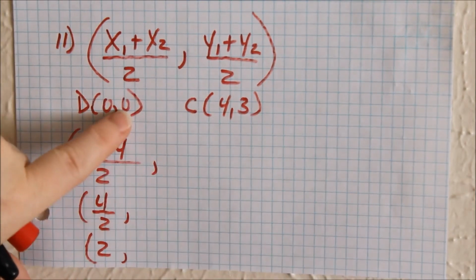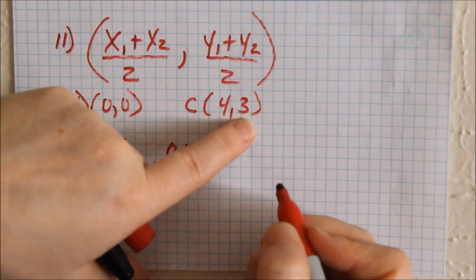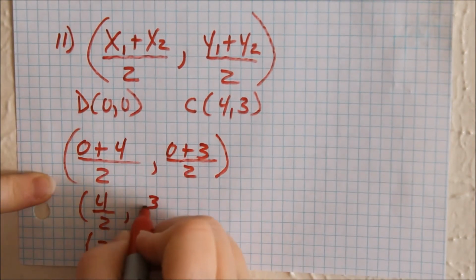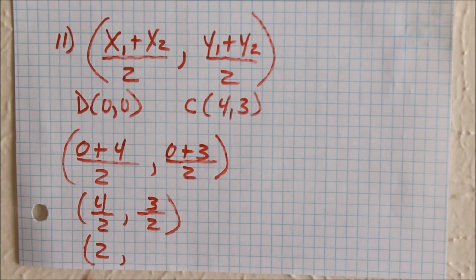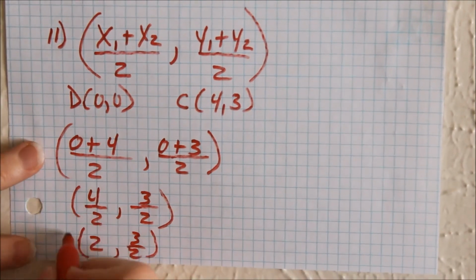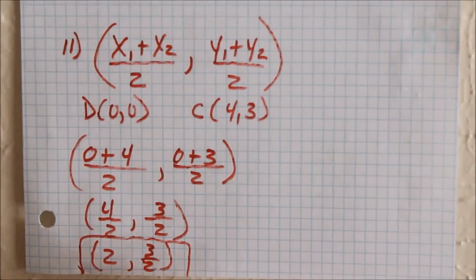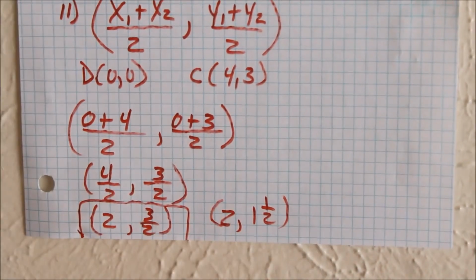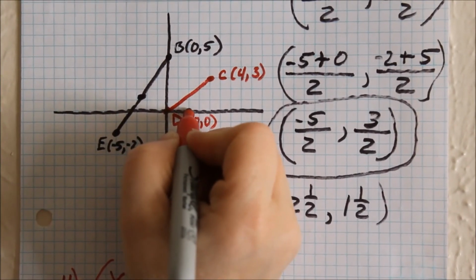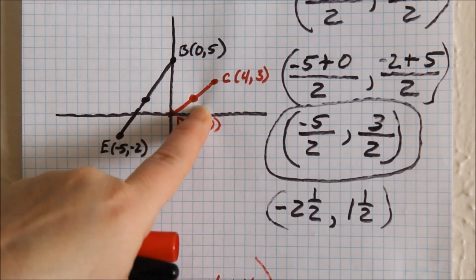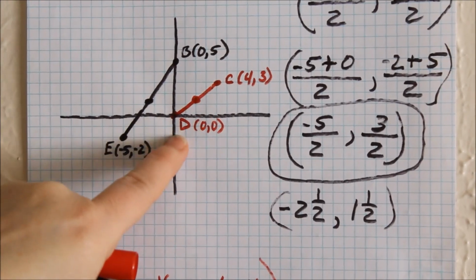Averaging my y values. One y value is a 0. The other y value is a 3. I'm adding 2 numbers, so I'm dividing by 2. 0 plus 3 is 3, divided by 2. We can leave that as 3 over 2. So the coordinate of my midpoint should be 2, 3 halves. Or when I look at the graph, I can think of it as 2 and 1 and a half. So if I go back to my graph, and I go over 2, 1, 2, up 1 and a half, that was the coordinate for my midpoint. And yes, that point does look like it's halfway in between the points D and C.